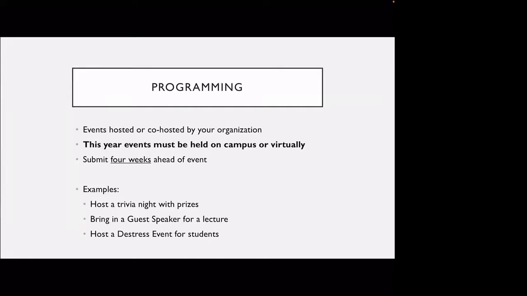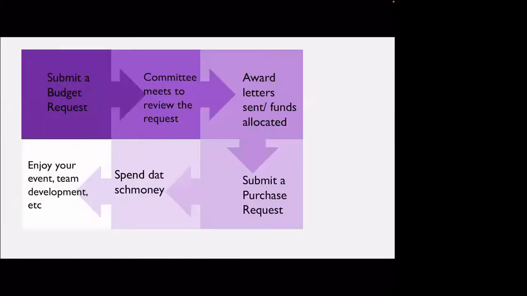Now, this is just kind of a way to give you an idea of how the process works. So you, either president or treasurer of your org, you will submit a budget request. So then the Friday of that week you submit, the committee will meet to review the request. Then award letters will be sent and funds will be allocated, which will say, hey, you're getting this much.